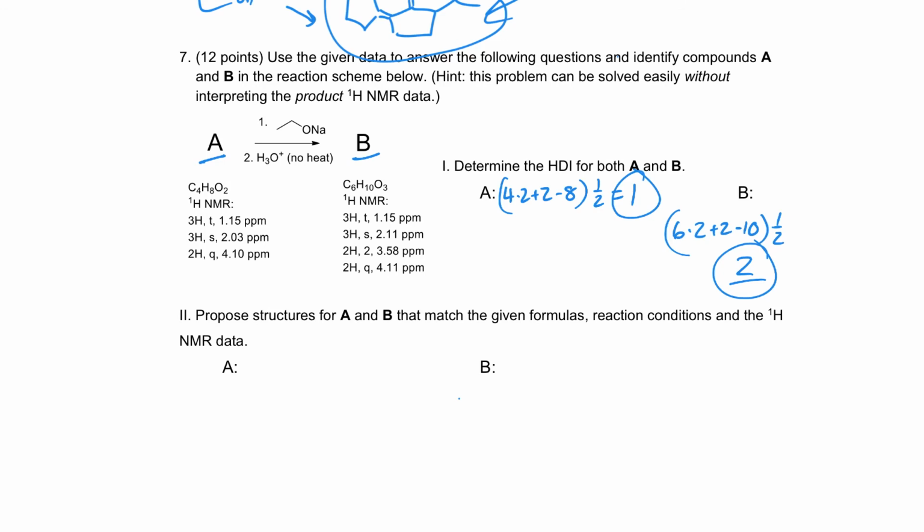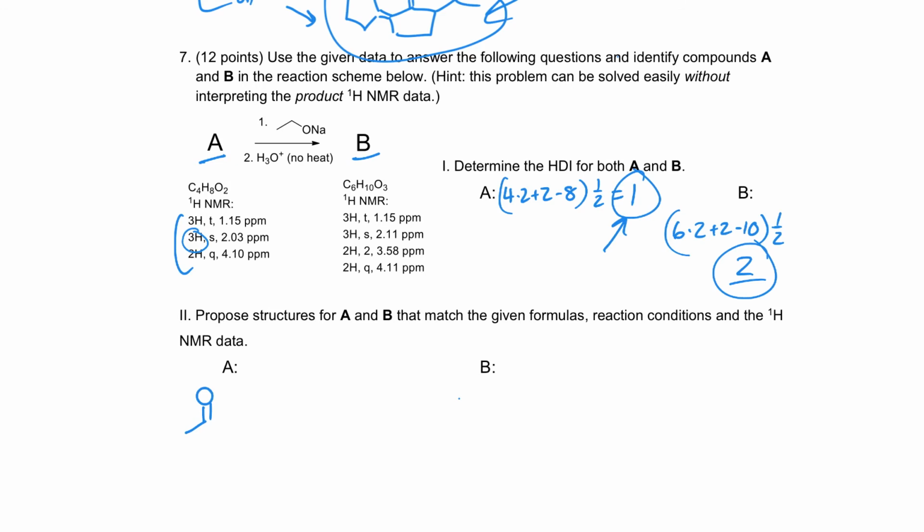Let's look at A then. We have 8 hydrogens, 3 different signals. We've got a 3 hydrogen singlet at 2.03 ppm. We know there's one degree of unsaturation, or 1 HDI. That could be a carbonyl, it could be a ring. But the fact that we have a singlet at 2.3, a 3 hydrogen singlet, probably means we've got a methyl next to a carbonyl. We've seen that many, many times this semester. So that's a pretty big clue on what we have there.